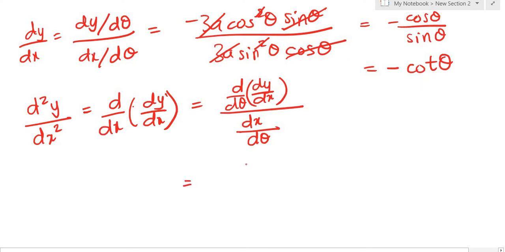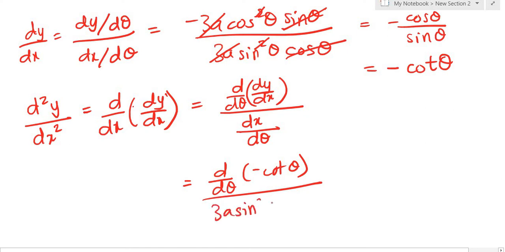So negative cot theta is being differentiated over here, and in the bottom we just have 3a sine square theta cos theta. This wasn't asked in the question, I'm just doing this because many people had doubts. The derivative of cot theta is negative cosec square theta, and this negative, that negative cancels out.